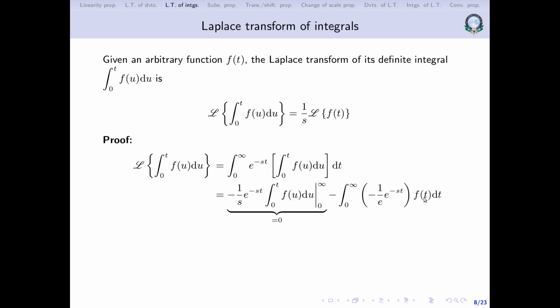So as a result we will be left with this. Now we have minus and minus, which gives us a plus. So 1 by s, once again this is s, 1 by s integration from 0 to infinity f of t e to the power minus st dt. Now this we can easily recognize, because this is nothing but the Laplace transform of the original function f of t. So the left hand side is equal to 1 by s Laplace transform of f of t, which is the right hand side.